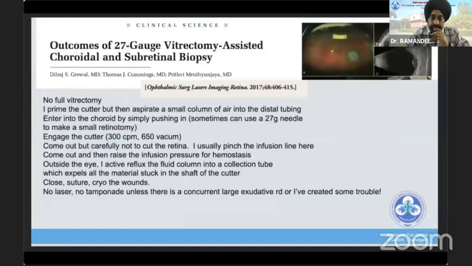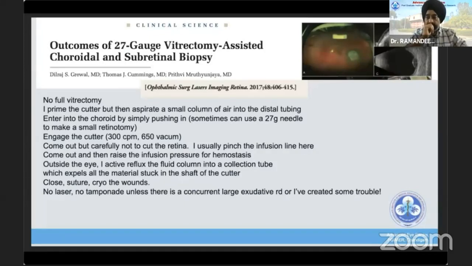He says that it works in tumors, 0.8 mm tumors also. The catch here is that the bigger the tumor height, the more the yield, and the more the chances of picking up the diagnosis. These are a few tips he says: no full vitrectomy, high VAC, low cut rate, and you have to cryo the wound sites and treat the patient appropriately.